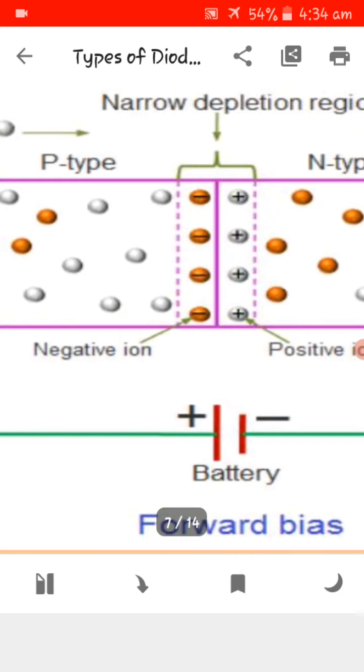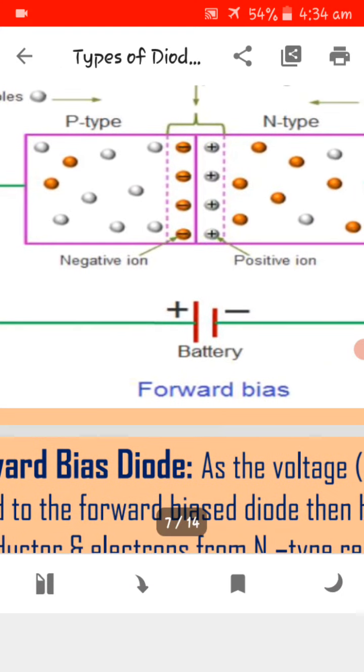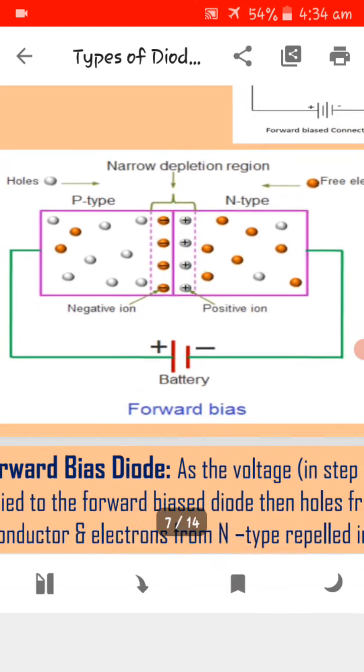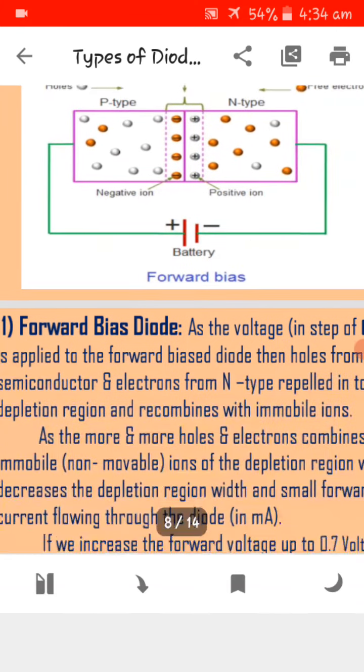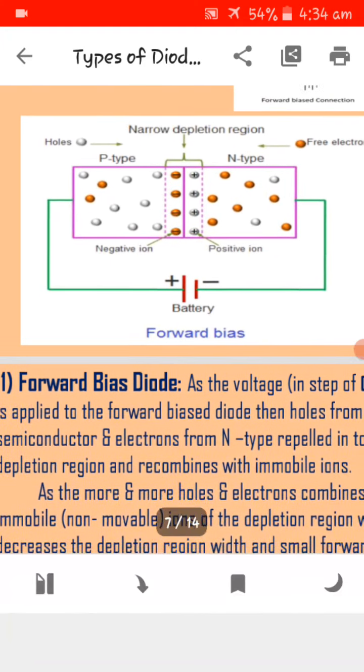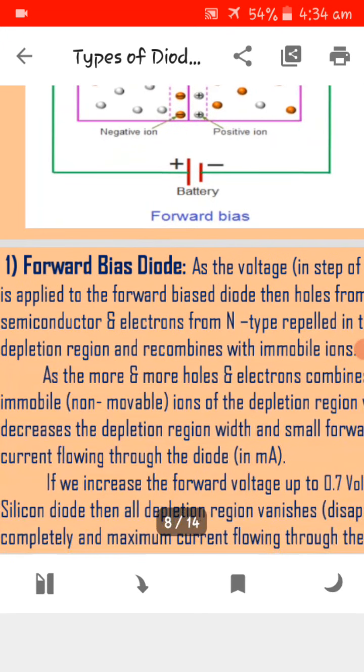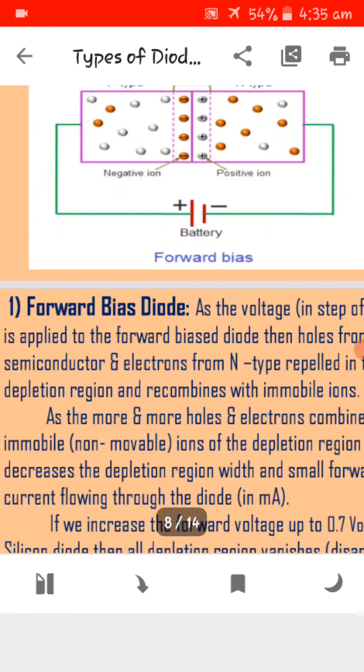When you apply the voltage, 0.3 volt for germanium and 0.7 for silicon, then what is the action at one stage, at 0.7 volt? All the depletion region gets vanished. Why is it vanished?